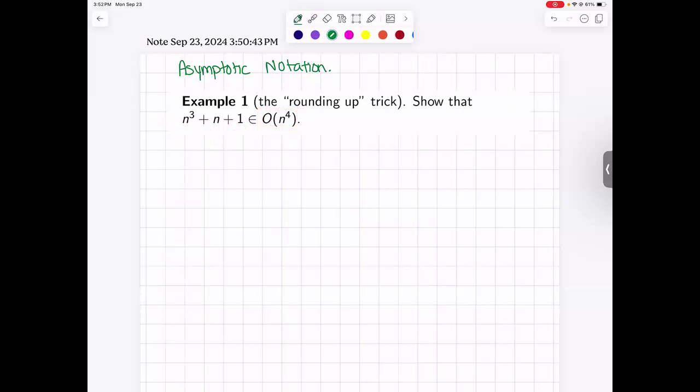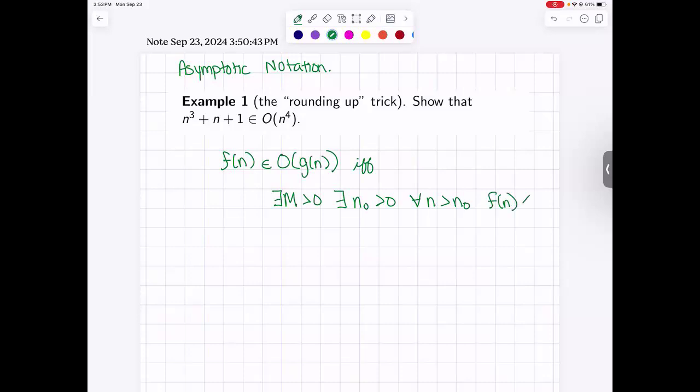So since we're talking about big O, let's make sure that we can first define big O. And so basically what we're saying is there's a function f of n, and it will be in the order of the functions in, we'll say, g of n, if and only if the following is true. So there must exist some m value greater than 0 and some n naught value greater than 0, such that for all n greater than n naught, f of n will be less than or equal to m times g of n.